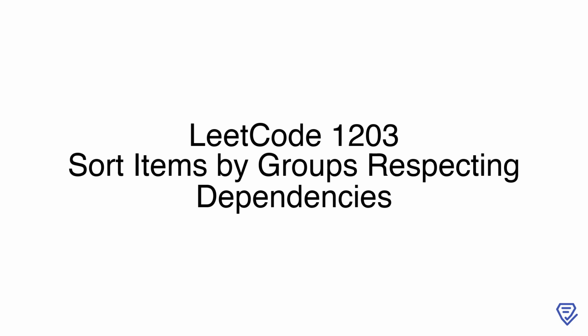Welcome! In this session, we'll dive into LeetCode problem number 1203, sort items by groups respecting dependencies. This problem challenges us to handle dependencies both within and between groups of items. It's a fascinating problem that combines graph theory and topological sorting concepts. Let's explore how to approach and solve it step by step.